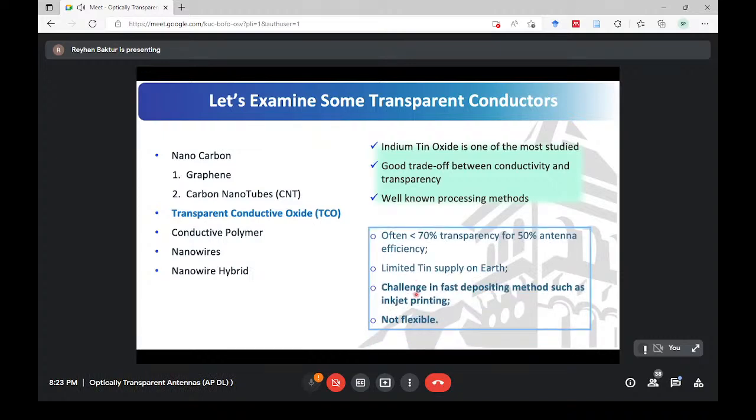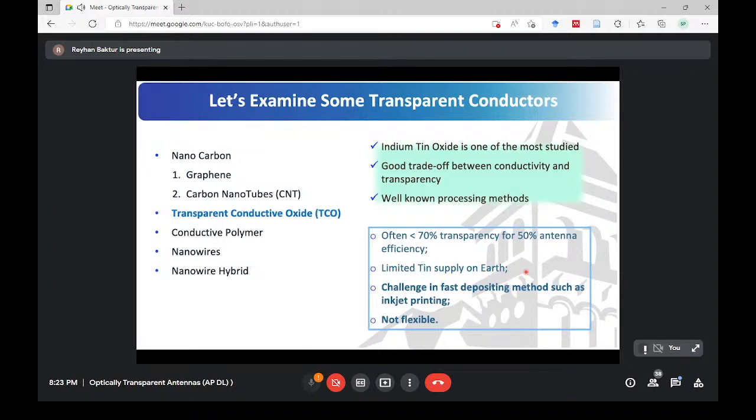So cons, if you want to have at least 50% efficiency of the antenna, then the transparency is lower than 70%. So the antenna will look kind of yellowish, okay? But again, if you're okay with that, it's okay. And this material is based on tin supply, and the tin supply on Earth is limited. So therefore, it can be expensive and can become more and more expensive.